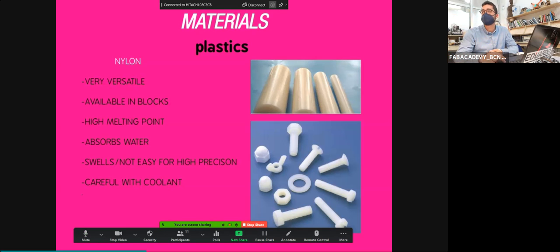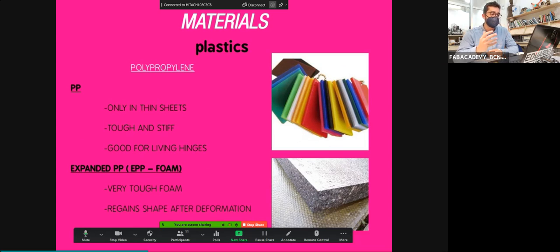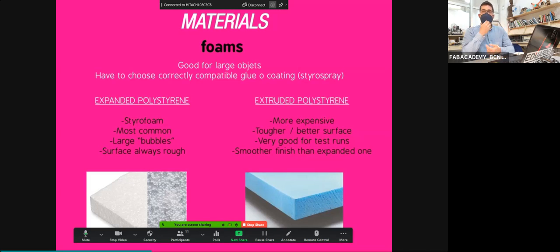There are millions of plastics for different applications. It really depends. I cut acrylic. Acrylic cuts really well in the machine. It makes an awful noise to cut acrylic, but foam, there is a big difference between expanded and extruded polystyrene. Expanded is the one that is bubbles.